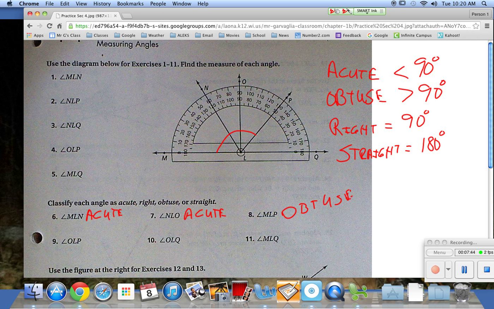Okay. What is number 9? OLP. OLP. What is it? Acute. Because we're all cute in here. All right. Casey, number 10. OLQ. OLQ. What is that? Right angle. Good job. Katie, number 11. Straight. MLQ is straight.